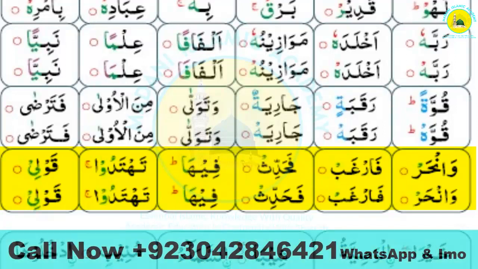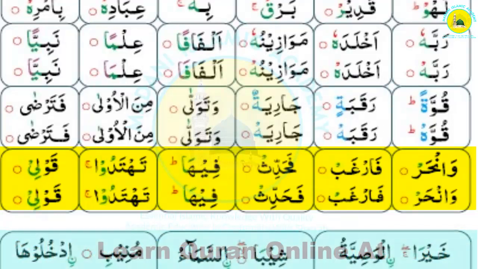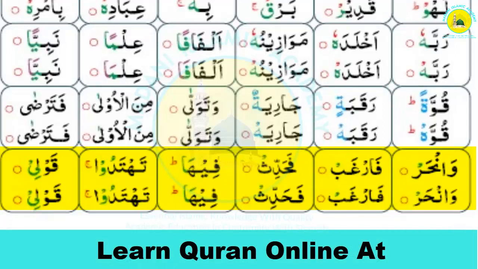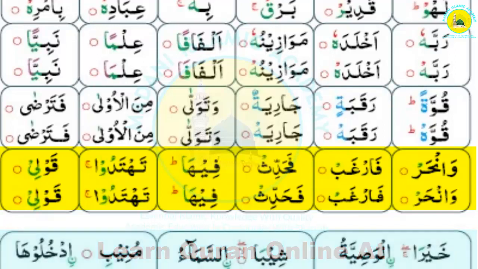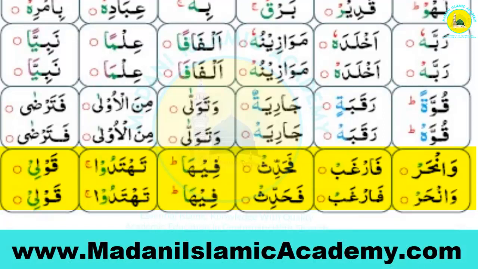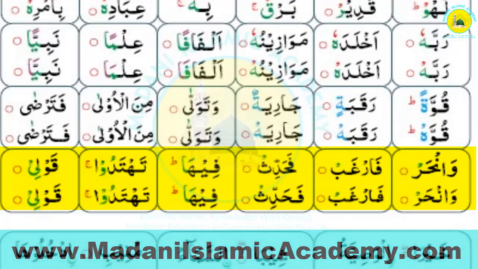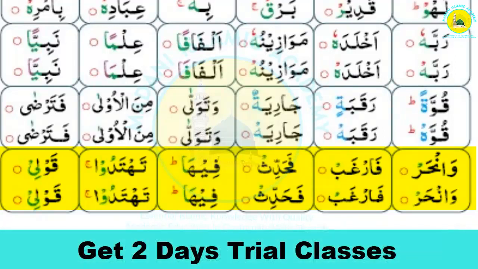Fiha, there's only one alif and the zabar, then you have to read it normal. Fiha. Tahtadu. Normal, even if you have to stop, you read the same. Tahtadu. Qawli. When you stop, same again. Qawli.